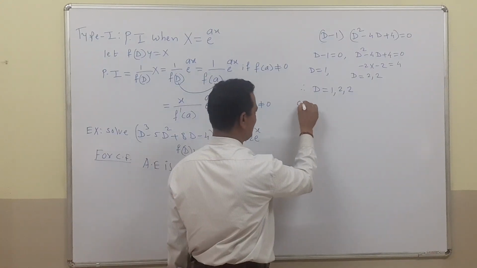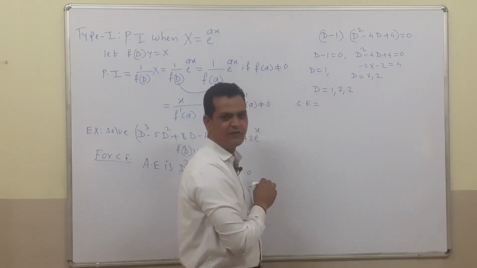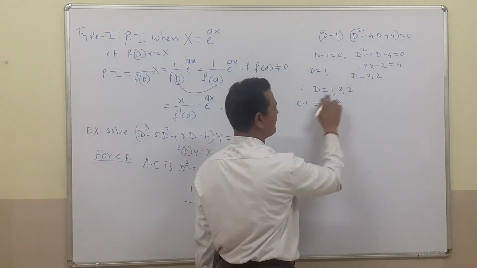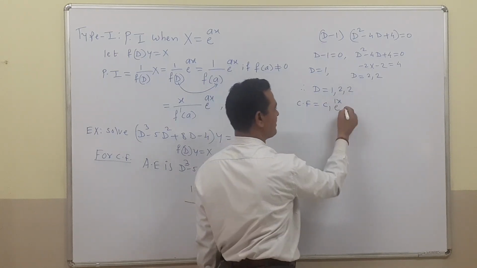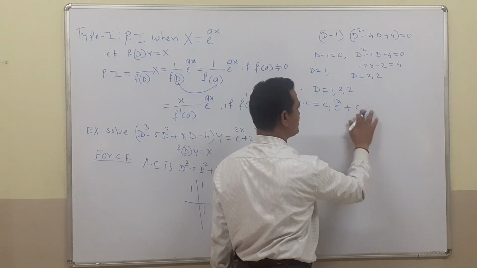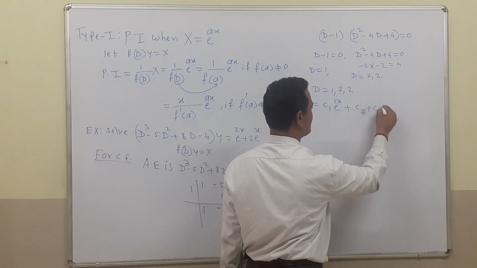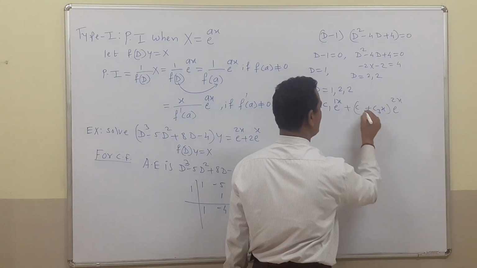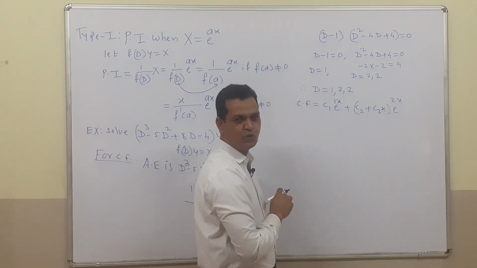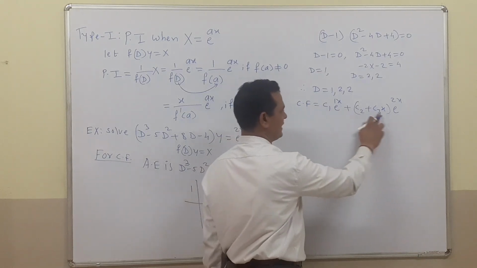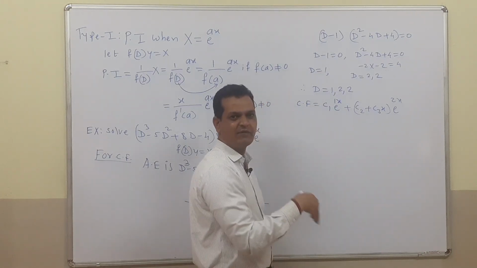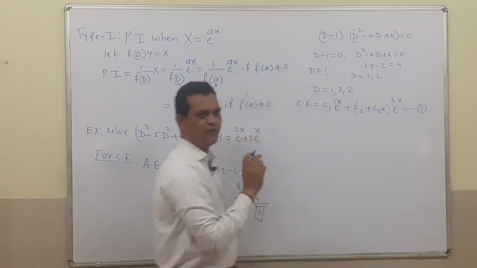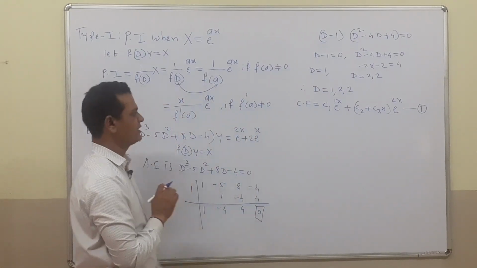So for this repeated root, we can write the complementary function as c1 e raised to 1x for the first root. These two roots are repeated, so we can write this as (c2 + c3x) e raised to 2x. This is the first constant, second and third constant. So in this way we get the value of the complementary function. Let's call this equation number 1. This is the first solution that is called the complementary function.